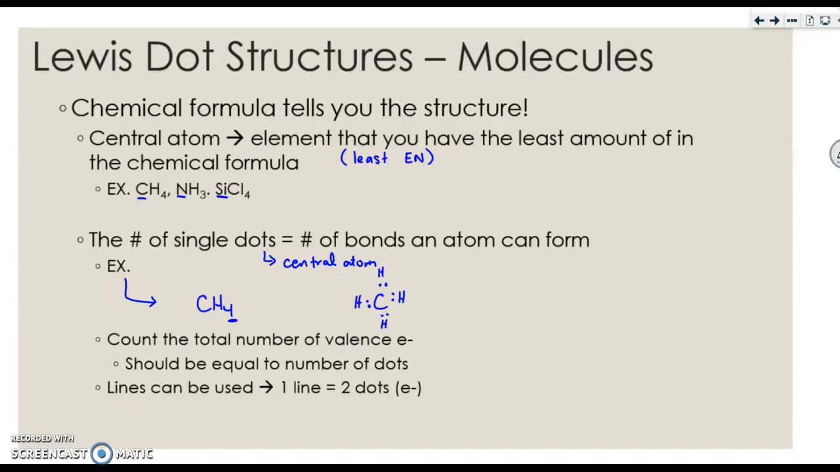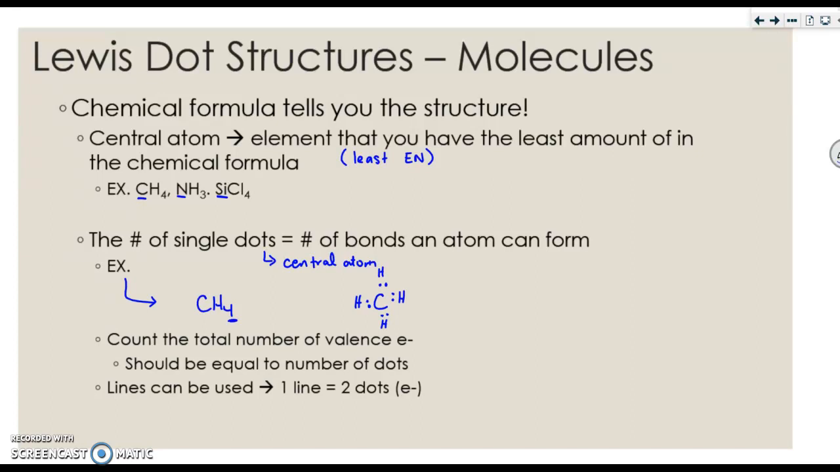At the end of our last video, we were discussing very briefly how to draw dot structures for molecules. We talked about how to figure out what the central atom was. It's usually the one you have the least amount of, as well as the one that is the least electronegative. And we also discussed the number of single dots on a central atom, as well as any other atom, can tell you the number of bonds that it can form.